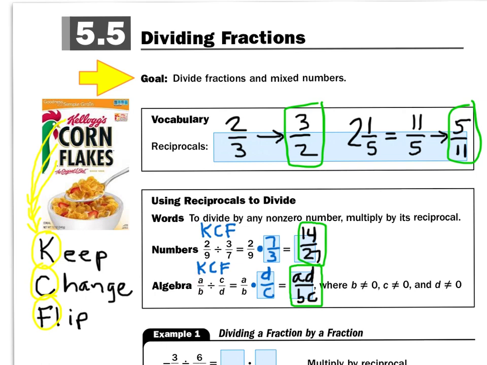Now it works in algebra with no numbers at all. So I have A over B divided by C over D. So keep, change, flip. Keep the A over B the same, change division to multiplying, and flip the second fraction, D over C. And then we just multiply straight across. A times D is AD, over B times C is BC. Now remember, B and C cannot be 0 because we can never have division by 0.